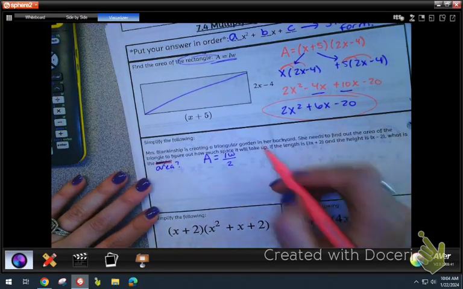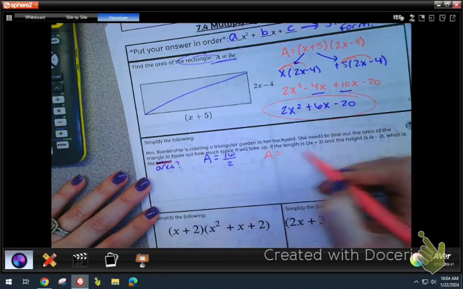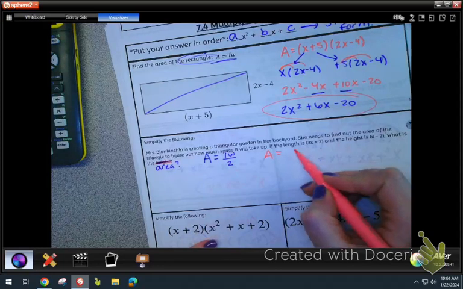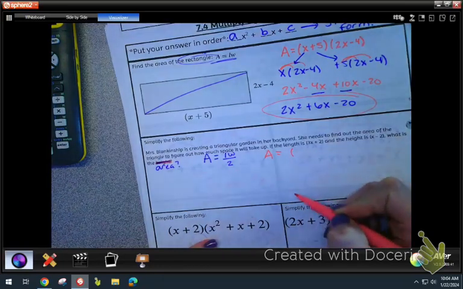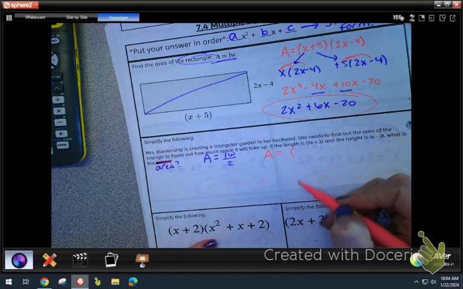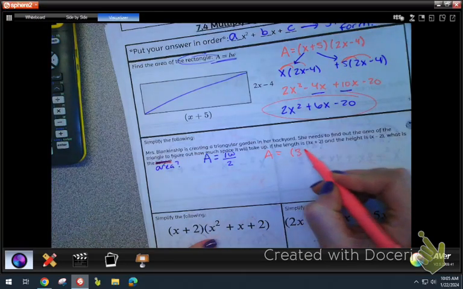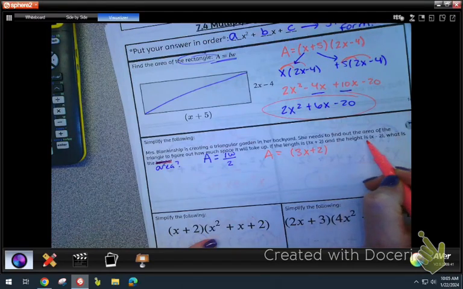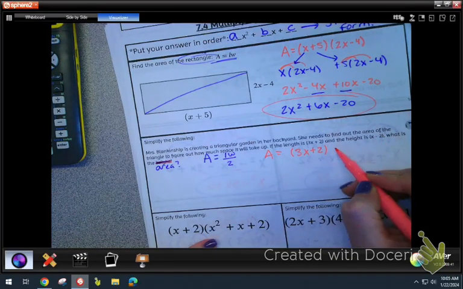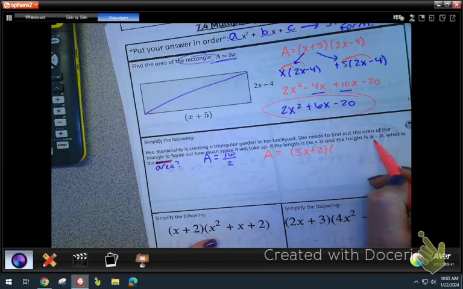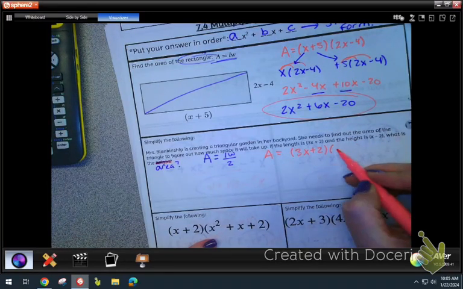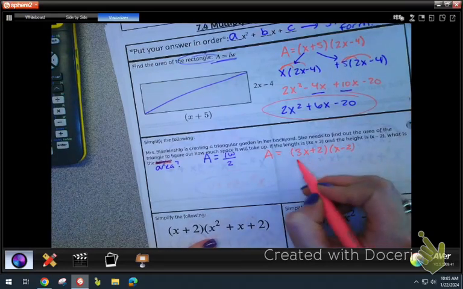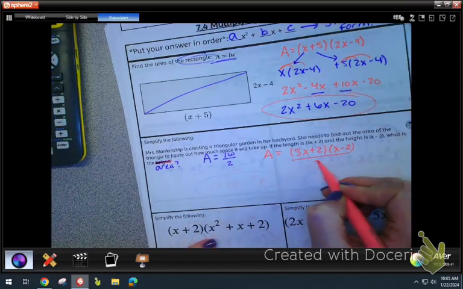Does that make sense? So our area is going to be, what's our length? What did they tell you in the problem? Read the problem. The length in the problem is 3x plus 2. 3x plus 2, thank you, times the height, or the width. Same thing. Base times height. What's the height? X minus 2. And we're going to multiply that out, but then what are we going to have to do at the very end? Divide by 2.